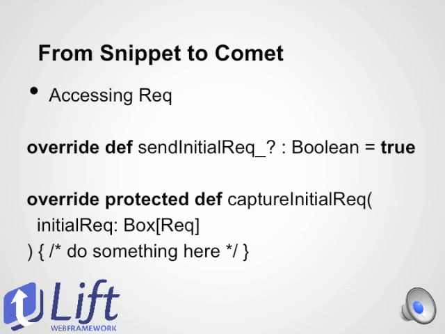A way that I prefer when I need to send my comet actors some data from the request is to send a message using a snippet. I will just include a small snippet next to a comet actor on the page, and the snippet is the one that sends the comet actor a message: okay, this is the information that you need for this one page that we just loaded.